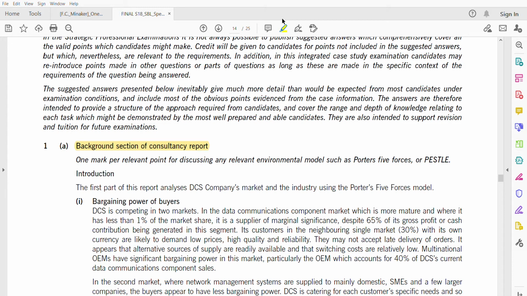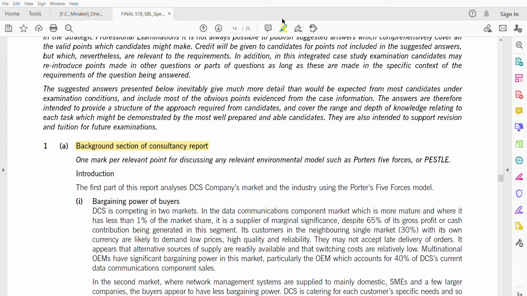First, write the heading. What are you writing? Is it a report? Is it a presentation? Is it a slide? Is it a memo? Is it a newsletter? Is it an email? So here, background section of consultancy report. You have to write it, right?